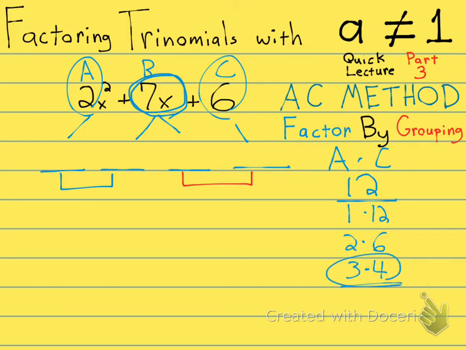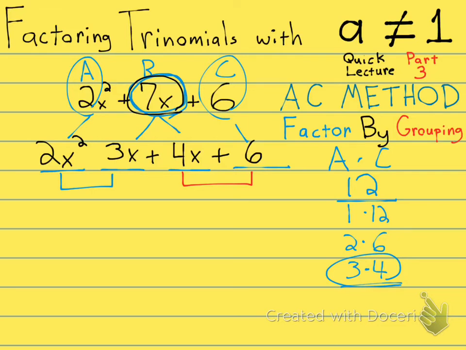So I'm going to split up 7x, and it's going to become 3x and 4x. Okay, 3x plus 4x is 7x, right? Drop down the 2x squared and drop down the plus 6. So all I did was split up that middle term, 7x, by using the AC. Now it's factor by grouping, okay?